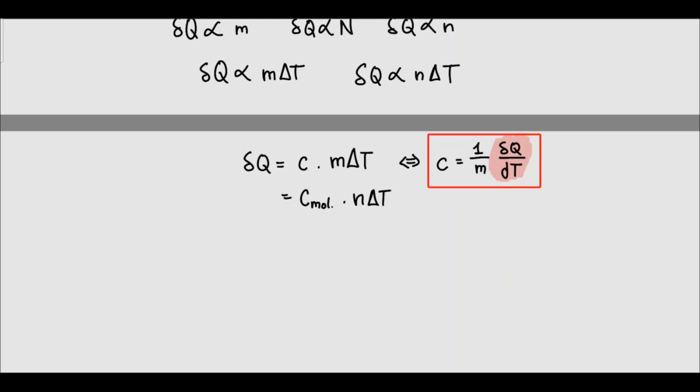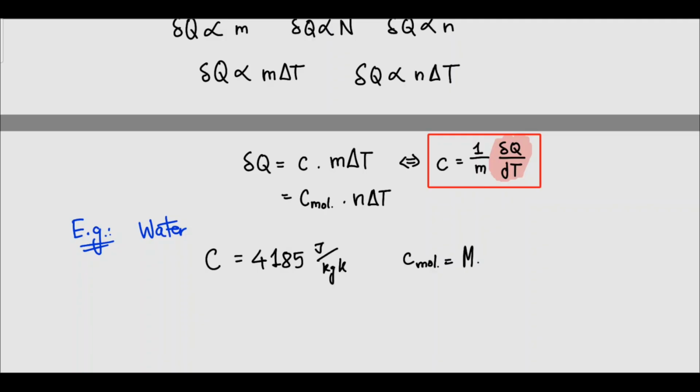For example, water, we can go for some examples. Water, for example, will have a C which is around 4,185 joules per kilogram Kelvin, which is similar to the molar specific heat, which is basically the molar mass times the specific heat, would be around 75.3 joules per mole Kelvin.